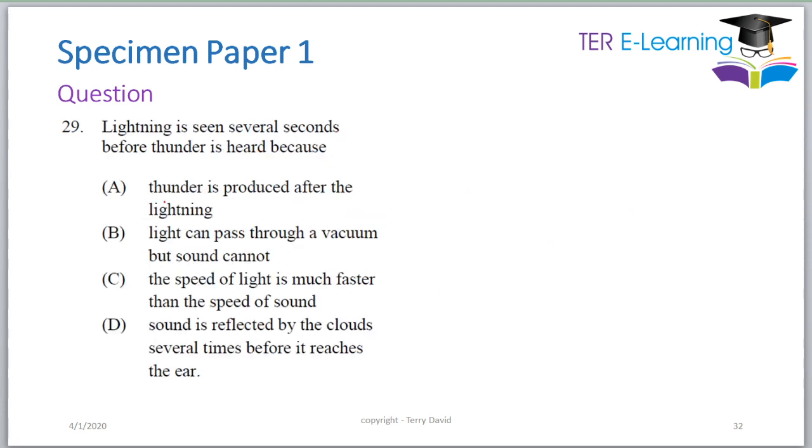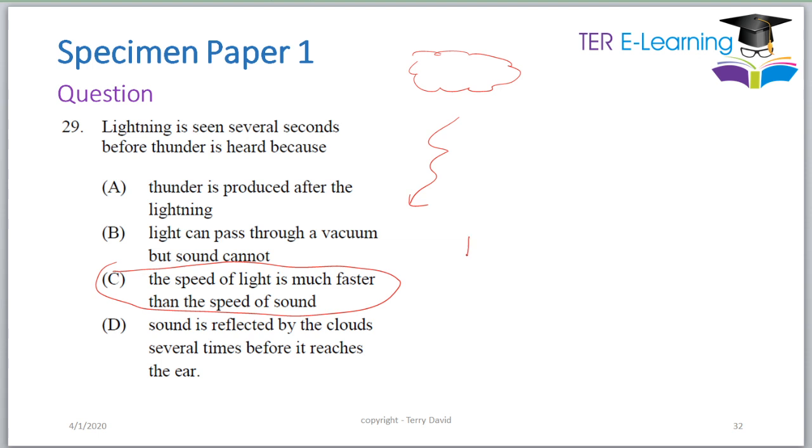This next one here, number 29. Lightning is seen several seconds before thunder is heard, right? So you're trying to compare lightning. You have a cloud here, and what they're saying is that we see the lightning before we hear the thunder, right? Thunder is produced after the lightning. No, that's not true. Light can pass through a vacuum, but sound cannot. That's true, but that's not the reason why we hear it. The speed of light is much faster than the speed of sound. This is correct, right? So light travels at a much faster speed than sound.